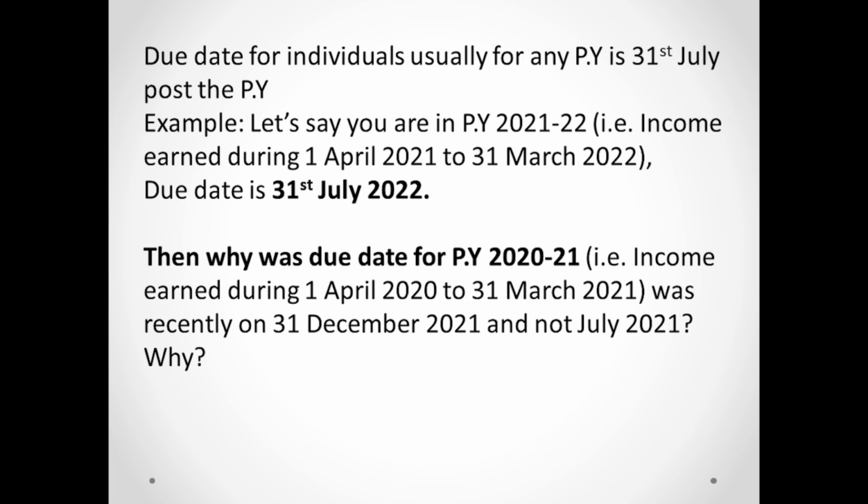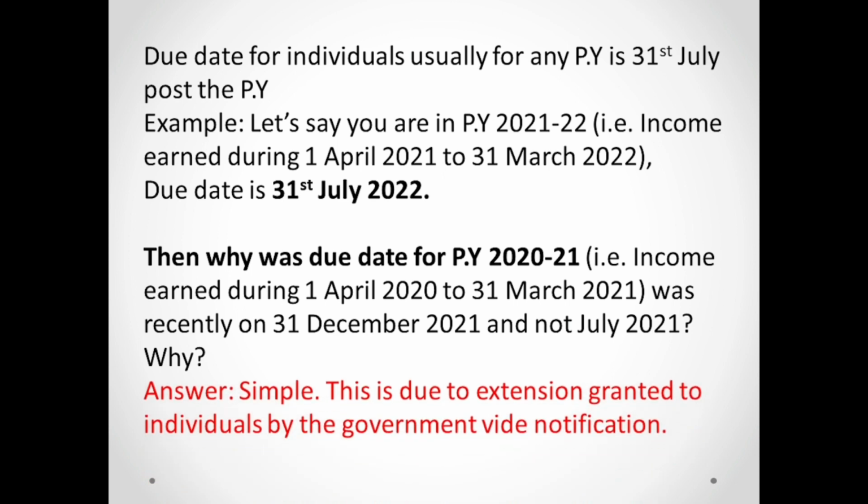Okay. So now you might have a question in mind. If for previous year 2020-2021, my income earned during 1st April 2020 to 31st March 2021, was filed recently on 31st December 2021 and not on July 2021, why is that? That is nothing but the extension which was granted by the government for the individuals. Your due date was actually 31st July 2021 itself, but due to the portal issues, the government had extended it up to 31st December 2021. So now the due date for the original return of income is passed.